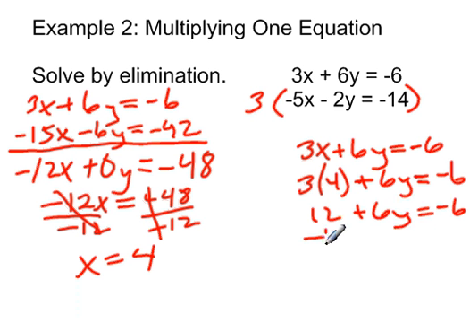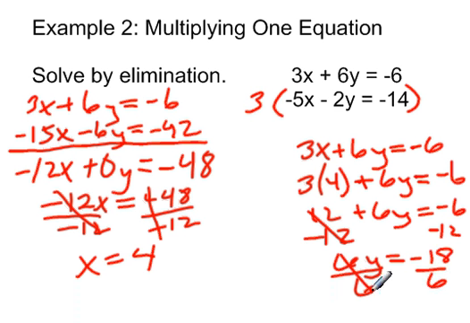All right, I'm going to subtract that 12 from both sides. I'm left with 6y equals negative 18. Now one step equation left, so I simply divide by 6. I'm left with y equals negative 3.